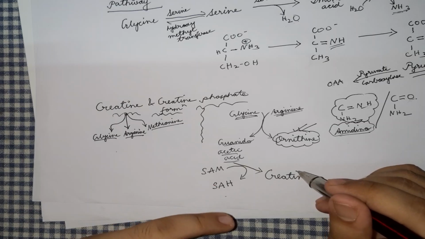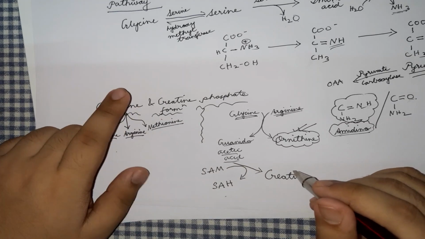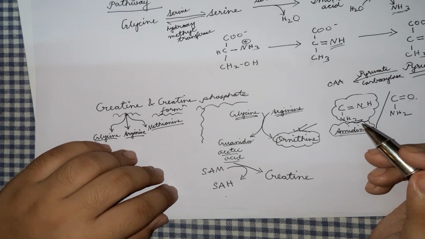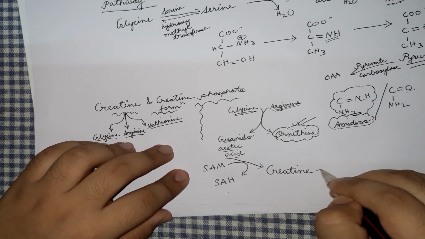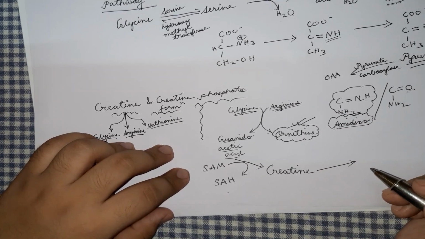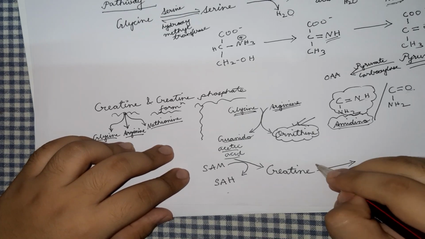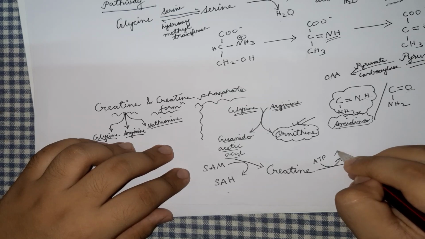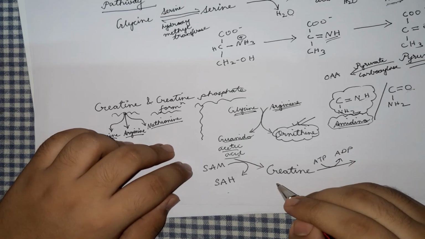Our aim is not only to form creatine but creatine phosphate as well. So how will creatine phosphate be created? That is also simple. You just phosphorylate creatine. Simple. So who is going to donate the phosphate group? ATP. So ATP to ADP, this will actually occur.